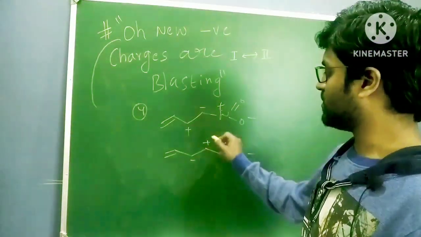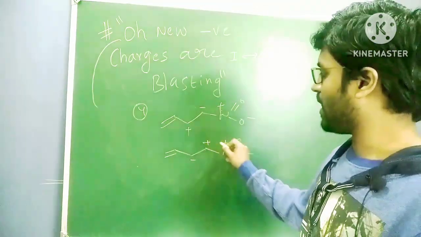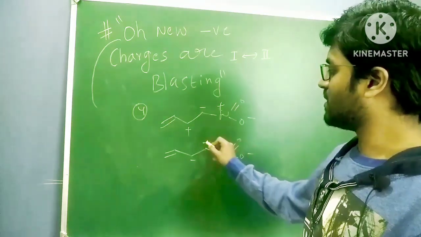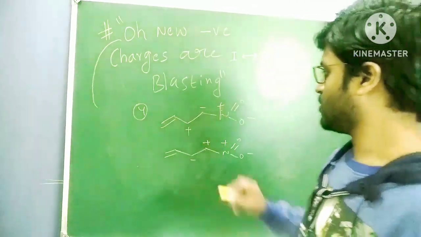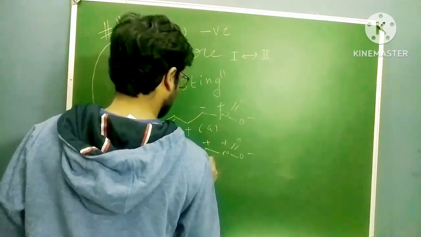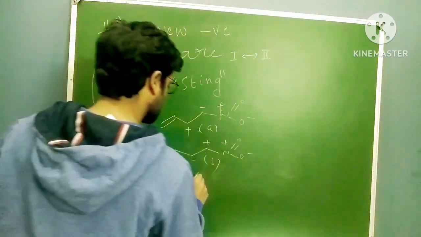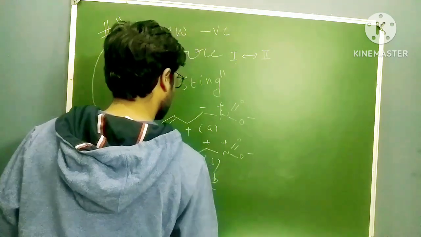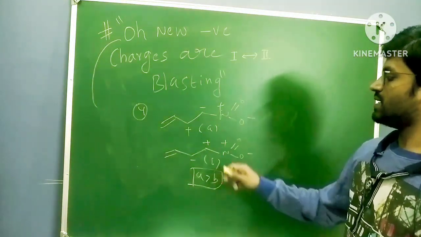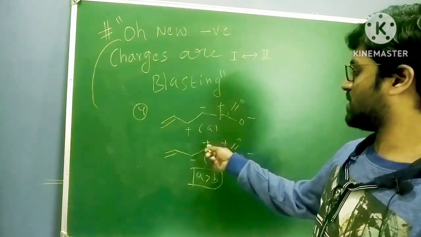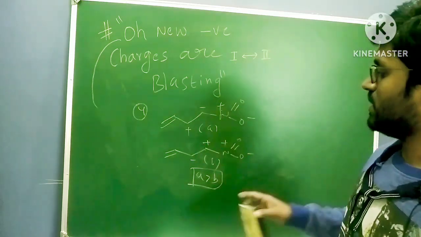But they are close. So this structure is not stable. They should be far away from each other. Plus and plus, they are close to each other here. So this is not a stable structure compared to this. Suppose this is A and this is B. So the first structure is more stable than B. Right? A is greater than B because same charges are close to each other. This is not stable. Next.